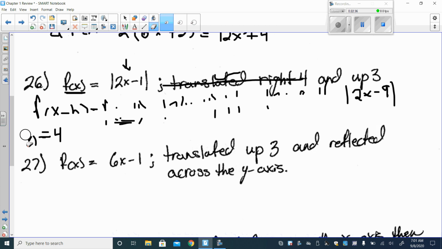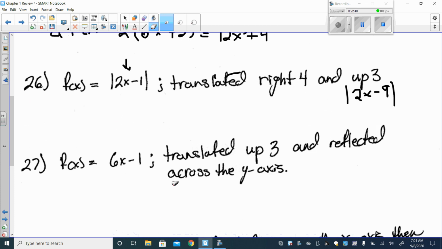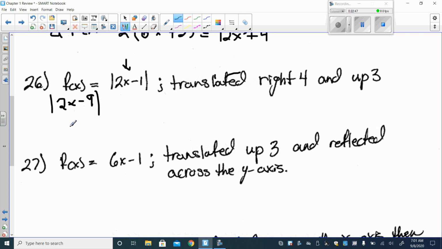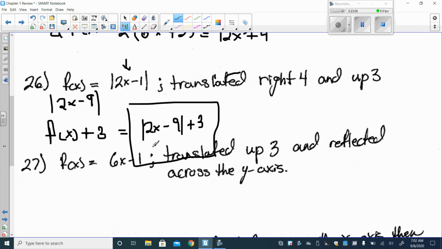So I'm going to erase all this here, except for our function, because this is our new function now. And what we want to do is take it and move it up 3. So we take this function, I'll still call it f of x, and plus k is because we're moving it up. So our k value is 3. Well, we'll take 2x minus 9 and add the k to it, which is just plus 3. And since we can't combine inside the parentheses, that's our final answer.